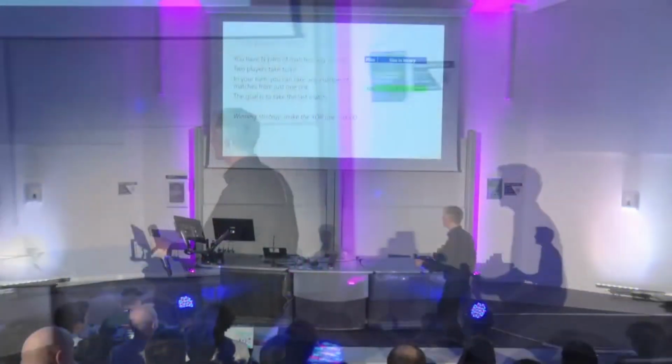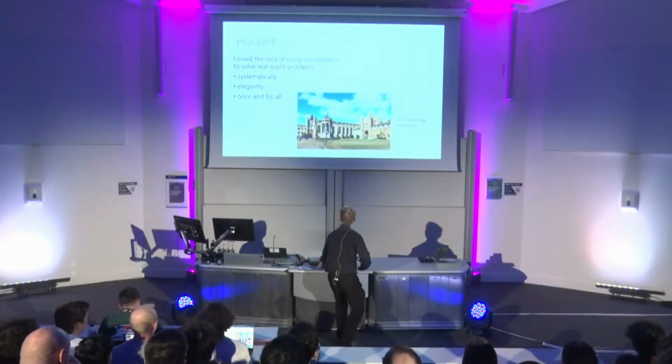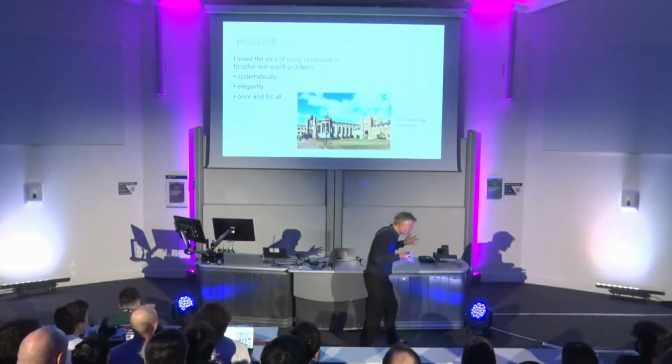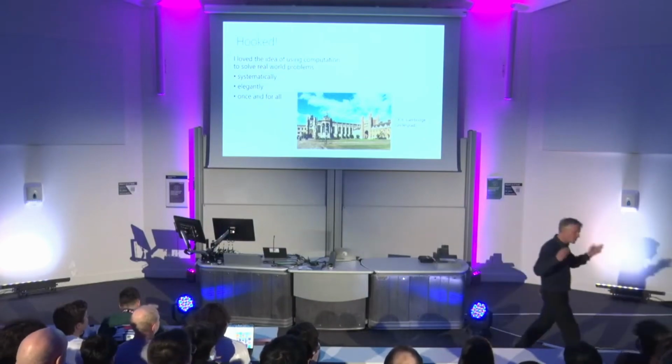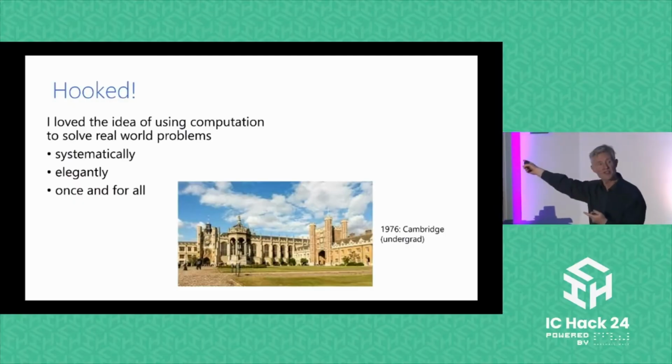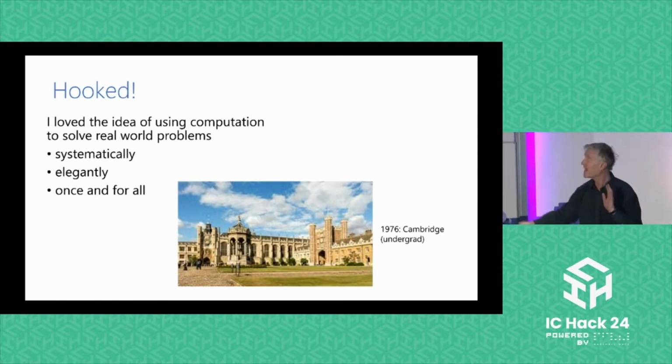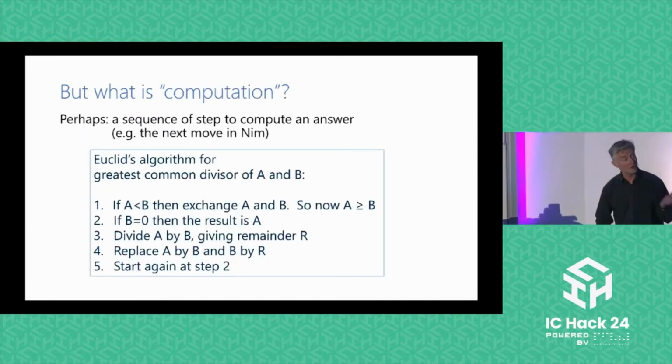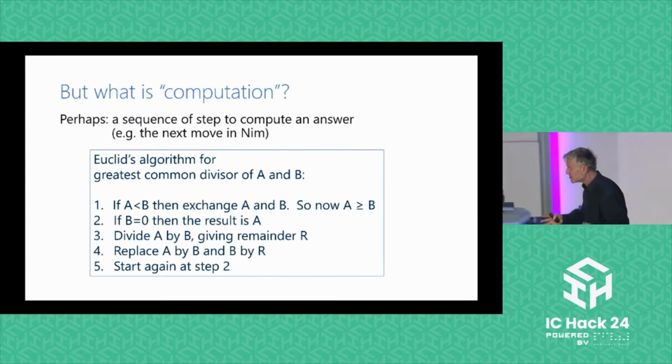Okay, good. So I like to think about that sort of motivating moment in your lives, right? When you think that's why I'm here. So for me, it turned out to be this idea of using computation as a way to solve problems beautifully and elegantly and once and for all, that really turned me on. I became an undergraduate at Cambridge in 1976, and at that stage, I started to learn about functional programming. So I was starting to think about what is computation.